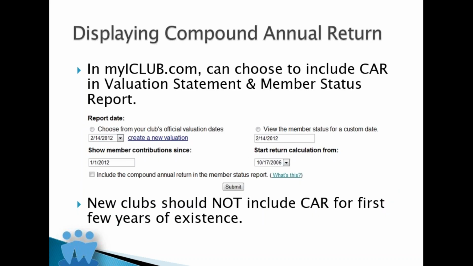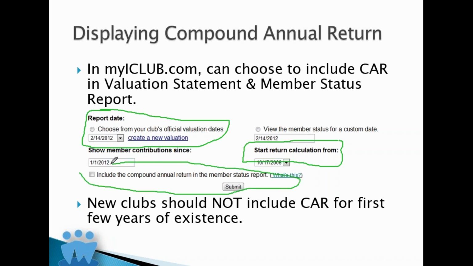Now, in our myiClub.com website, on the valuation statement and the member status report, you can choose to include compound annual rates of return. So there's an option for the treasurer or for anyone actually to choose the compound annual rate of return. You can choose a report date and then start return calculations from any date, and then down here is the option to include the compound annual return in the report. So it's the same on both the reports where we can make that adjustment.